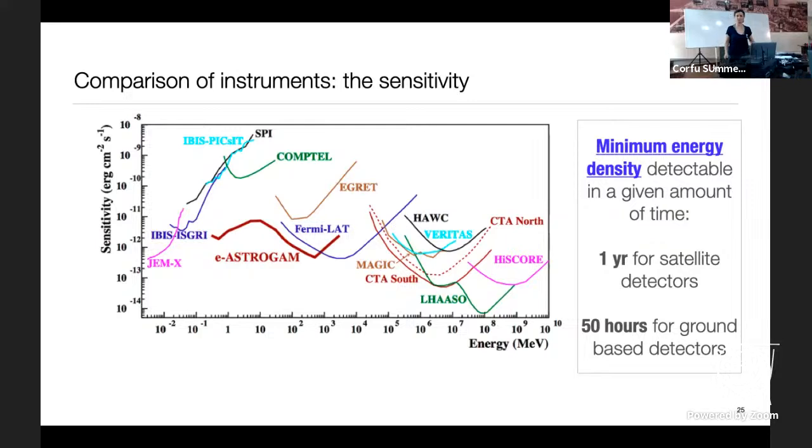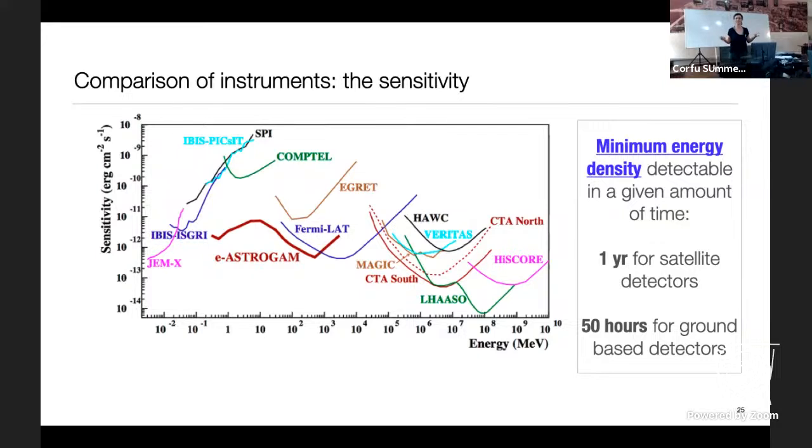We can discuss later if you have not understood. Another difficult thing to keep in mind is that we often see this plot drawn as a spectral energy distribution, no? But not all the lines have the same meaning. This is the minimum amount of flux detectable, but you need to consider a specific time for the detection. In the case of satellites, you use 1 year. In the case of ground-based detectors, you use 50-hour observations. So the sensitivities of ground-based and satellite detectors are not really comparable.